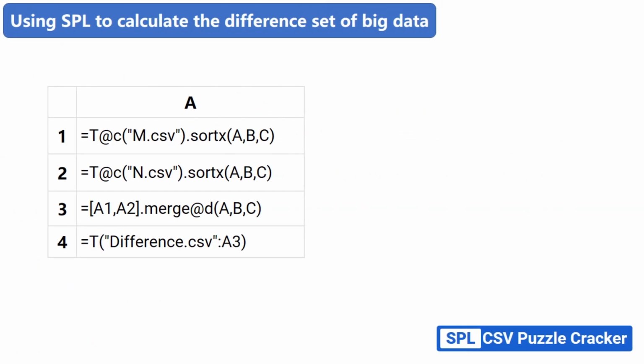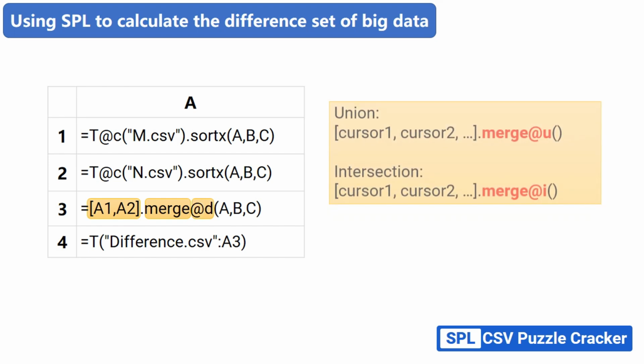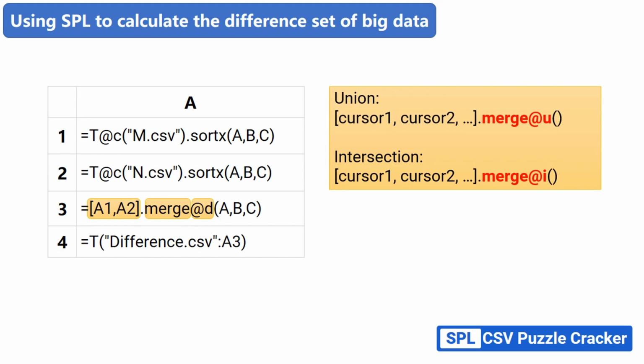The task of calculating the difference set is relatively simple. For the cursor groups of M and N in A3, use the merge function to calculate its difference set. The option @d represents the difference set. In addition, there are more options such as @u to calculate union and @i to calculate intersection. The parameters specify calculation by comparing the primary key fields A, B, and C.